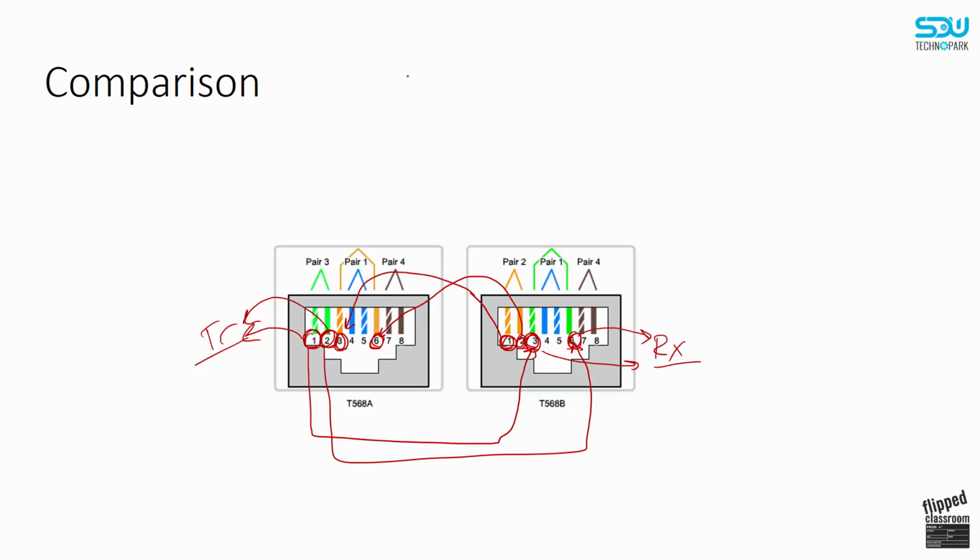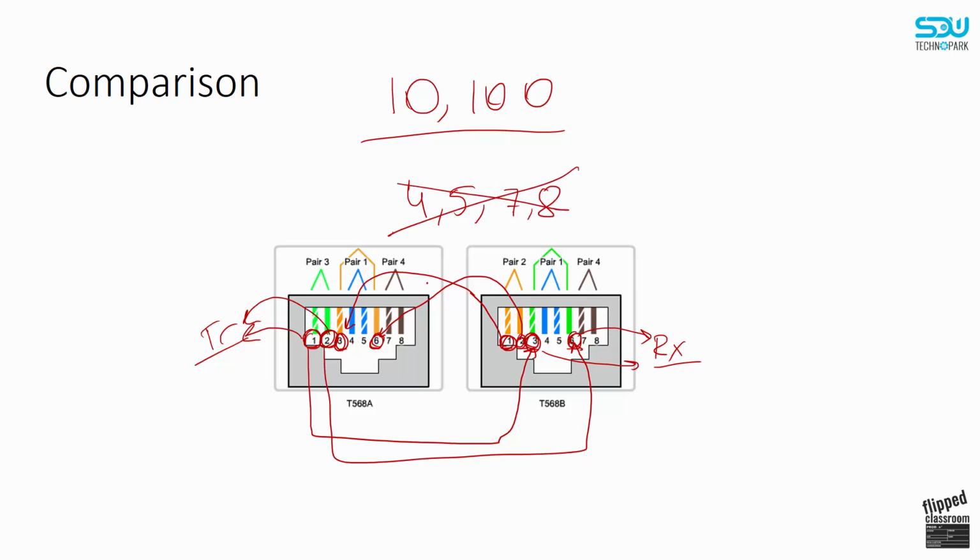And when you have Ethernet speed of 10 or 100 megabits per second, in this case your pin number 4, pin number 5, pin number 7 and pin number 8 are not in use, so you can take them off from this connector and you will still have proper communication with the speed of 10 or 100 megabits per second.